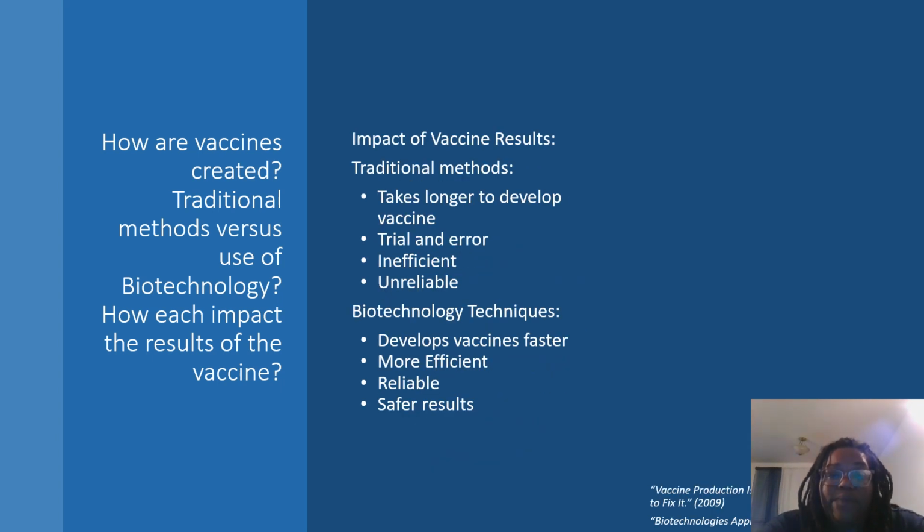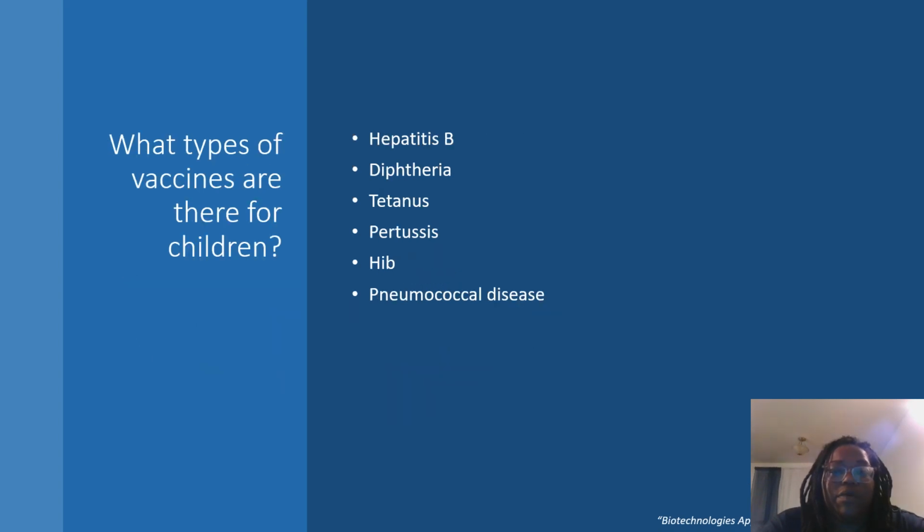How do traditional methods and biotechnology impact the results of a vaccine? For the traditional method, the impact can be it takes longer to develop the vaccine, trial and error, insufficient results, and unreliable. For biotechnology techniques, the development is faster, it's more efficient, reliable, and there are safer results.